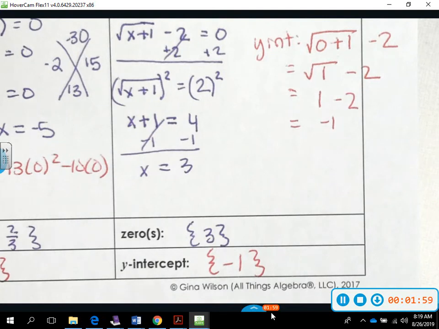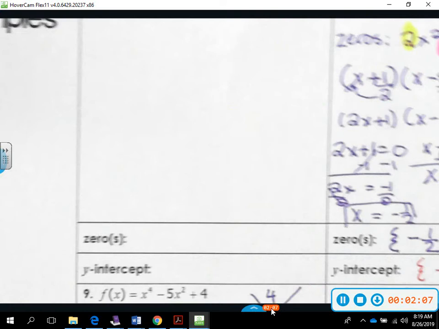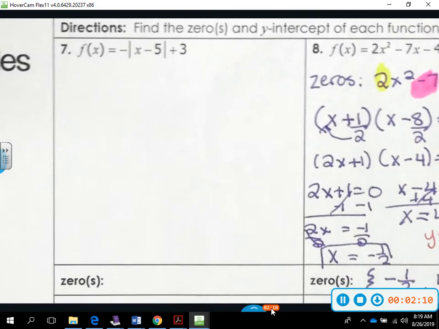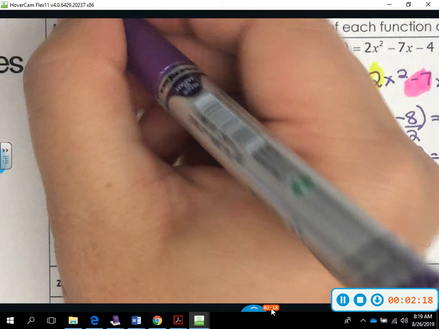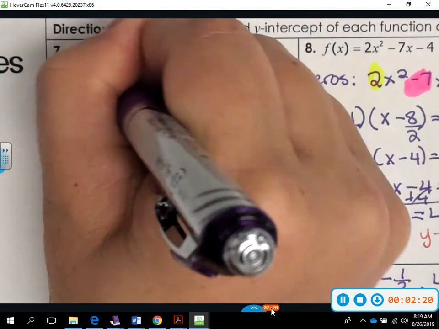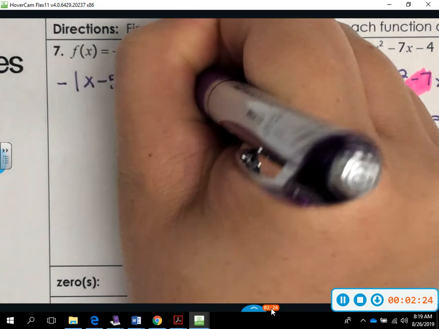One more to go over. Number 7. So number 7 is a review from Algebra 2. It may have been a while since you have solved an absolute value. So the first thing you're going to do is set the equation equal to 0. So I got negative absolute value of x minus 5 plus 3 is equal to 0.